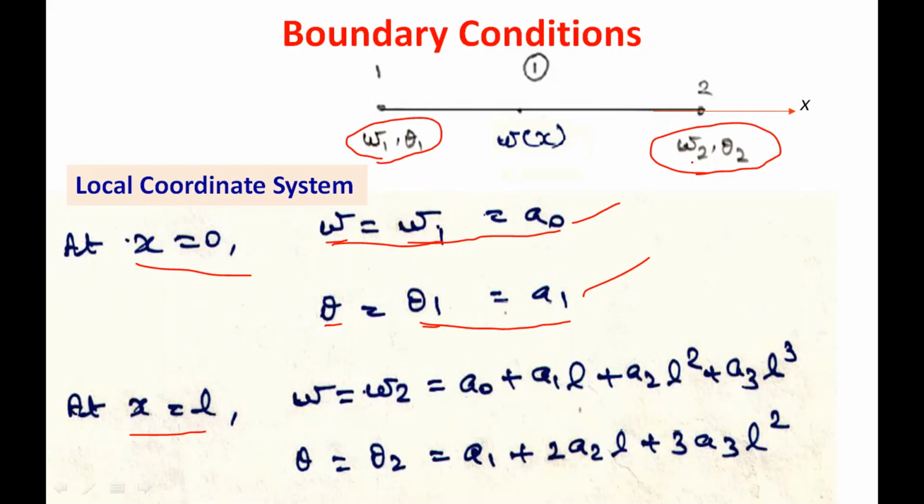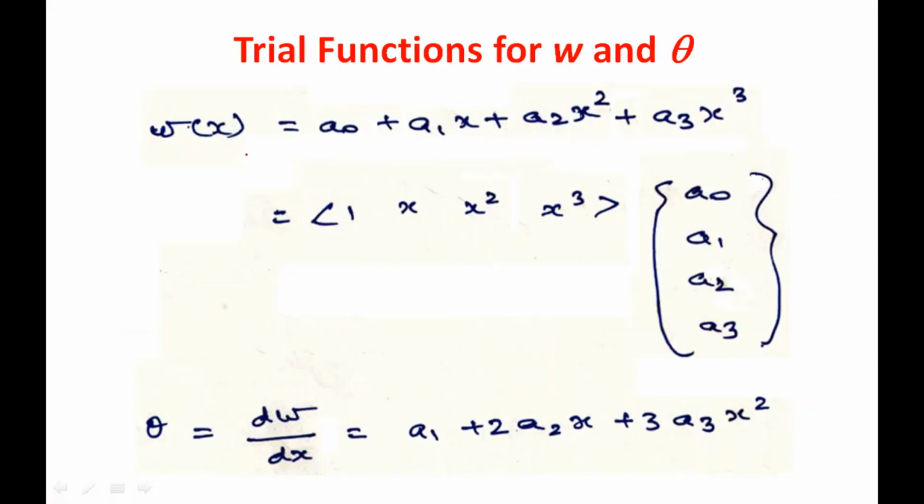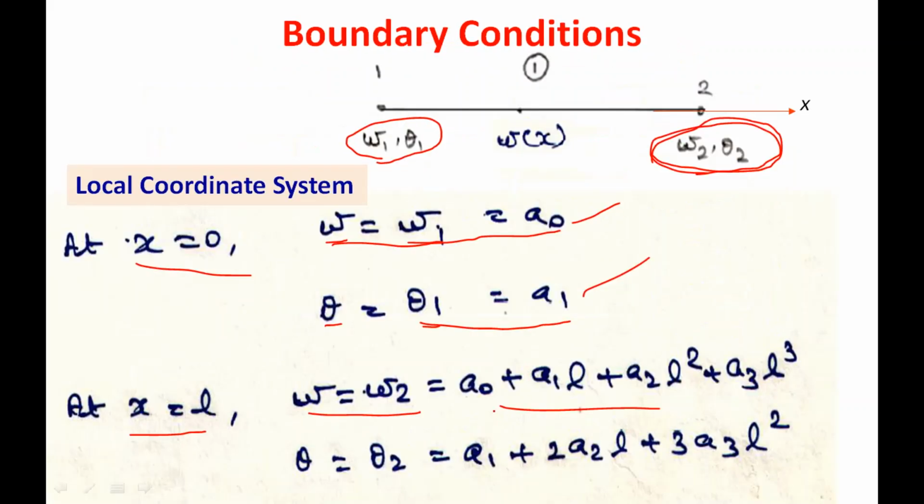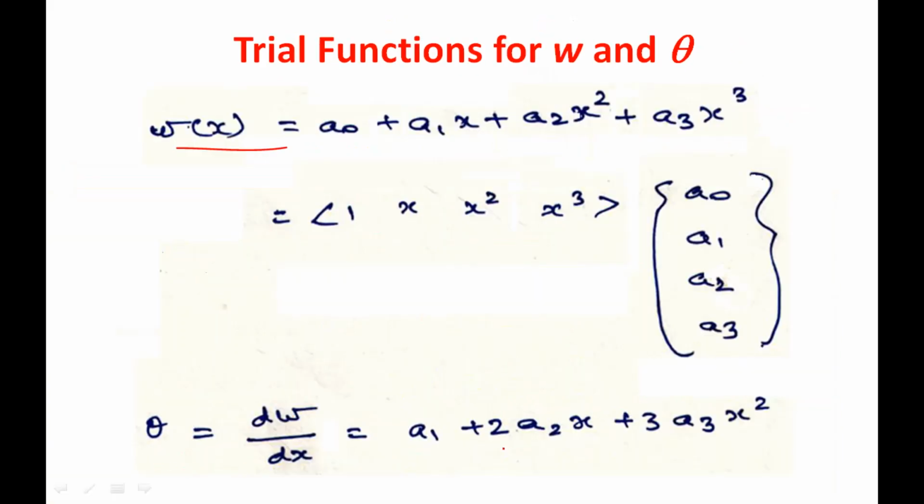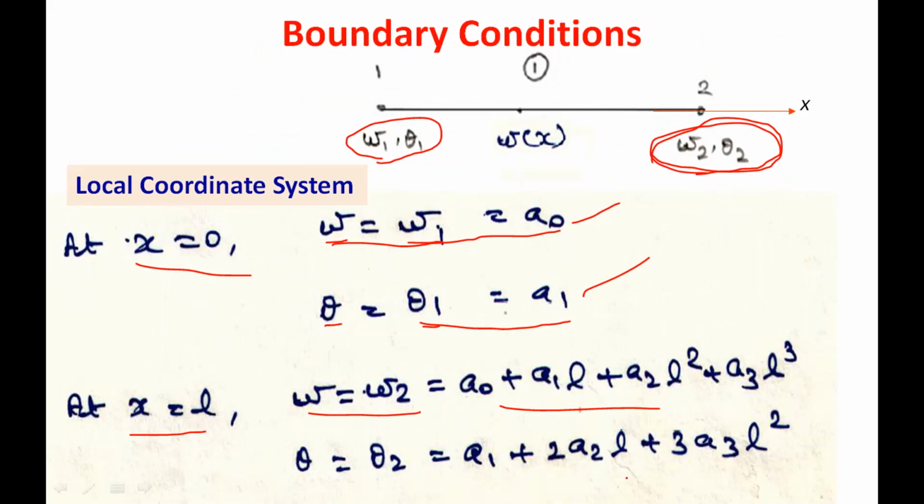Now we use the remaining two conditions. At x equal to L, w is equal to w2 and theta is equal to theta 2. We have to substitute x equal to L in this equation: a0 plus a1L plus a2L square plus a3L cube. That is what is written here. Similarly, for theta at x equal to L, we have to substitute x equal to L here: a1 plus 2a2L plus 3a3L square. That is a1 plus 2a2L plus 3a3L square, written here.